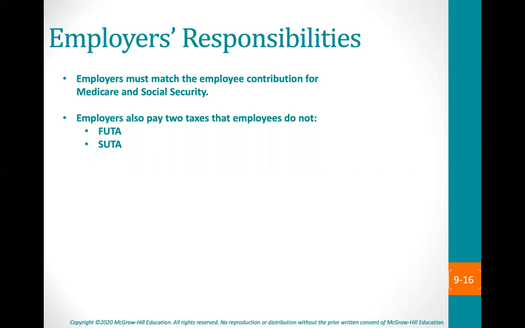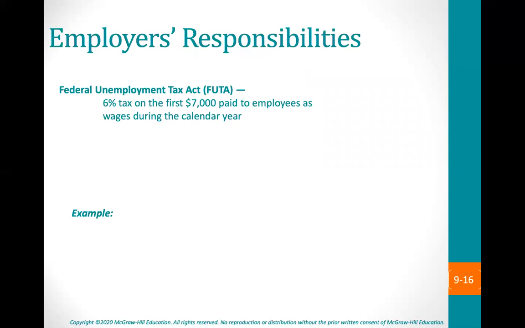FUTA is the Federal Unemployment Tax Act. SUTA is the State Unemployment Tax Act. The Federal Unemployment Tax Act says that employers have to pay the federal government 6% tax on the first $7,000 an employee earns in a calendar year. Any wages in excess of $7,000 per worker are exempt wages and are not taxed for FUTA.